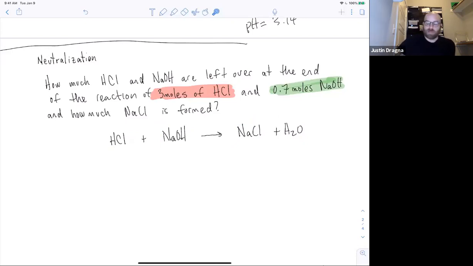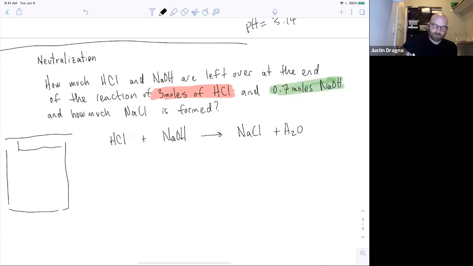So you can think about it like I've got a chemical stock room. So this is my stock room. And that's just like a pantry where I keep things. I keep chemicals. And so I go in there and I have a certain amount of moles of HCl and a certain amount of moles of sodium hydroxide.